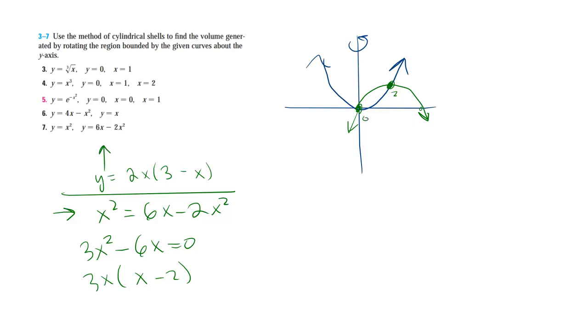0 and 2. Good, so setting up our bounds of integration is going to be dx because our rectangles would be vertical. x goes from 0 to 2 for that region that's enclosed. When I go up, I hit the green one, so the height here, when I go up, I'm going to hit 6x minus 2x squared, and we subtract off going down, I'm going to hit the x squared. And then remember the formula is 2 pi r, or in this case 2 pi times the x value, because that's the distance from the axis of rotation.